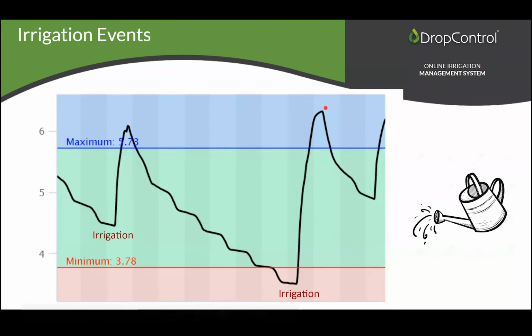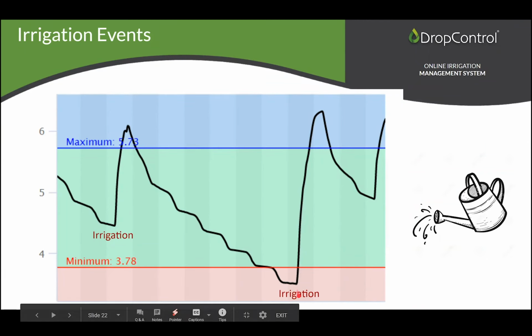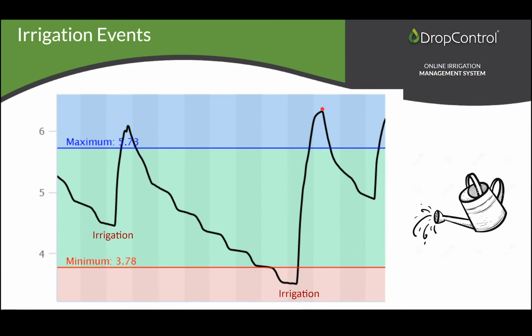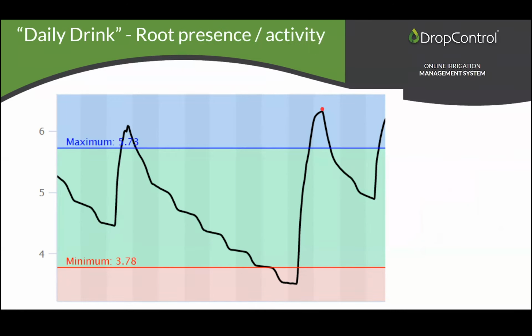So the first thing that we can clearly identify with these capacitance probes is irrigation events, when the curve goes up, opposite to people that might be using tensiometers or water potential sensors. When there's an irrigation, the reading comes down towards 0. This is read the opposite way. There's an irrigation event and water content comes up. So there's more water in the soil, less air. So the first thing we get is irrigation events.